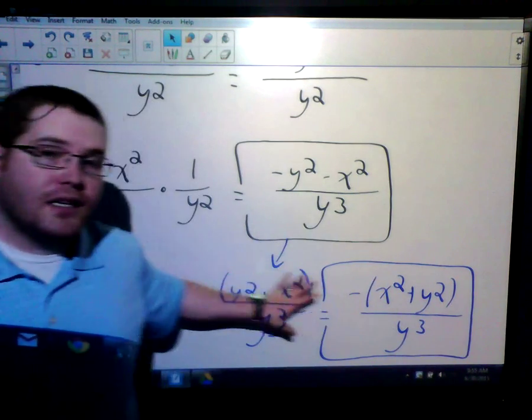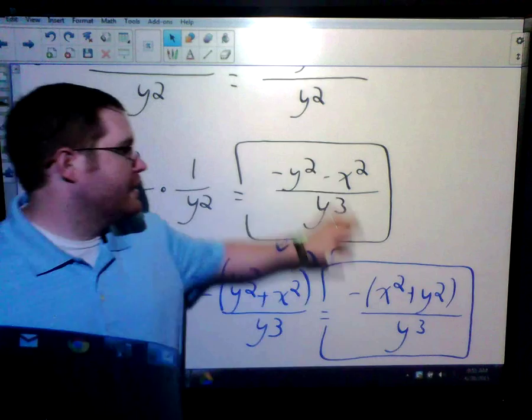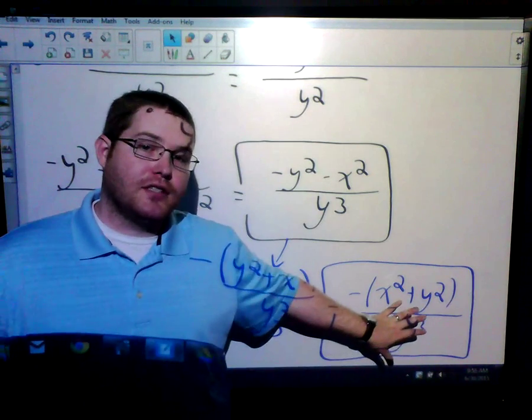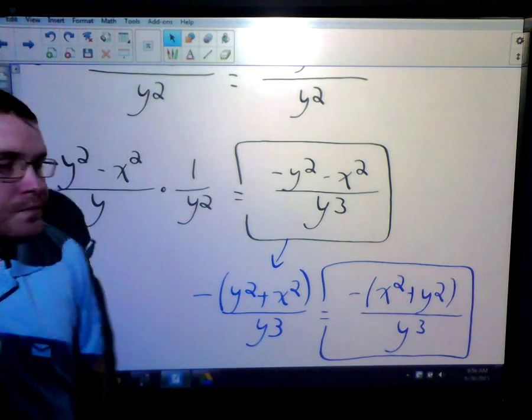The only thing that worries me here is a multiple choice test. You might get this answer, but the multiple choice test might have this answer. Just knowing that they're the same thing. And that's it for implicit differentiation.